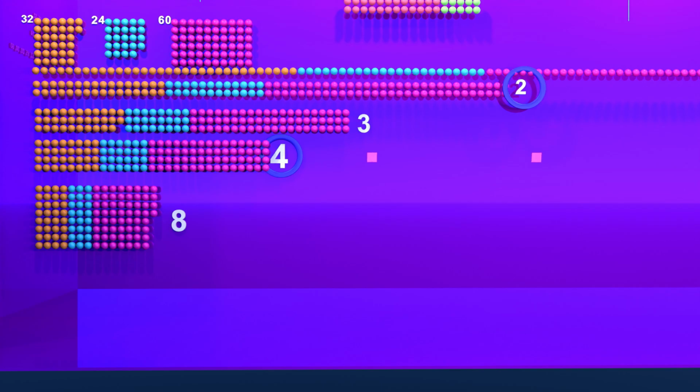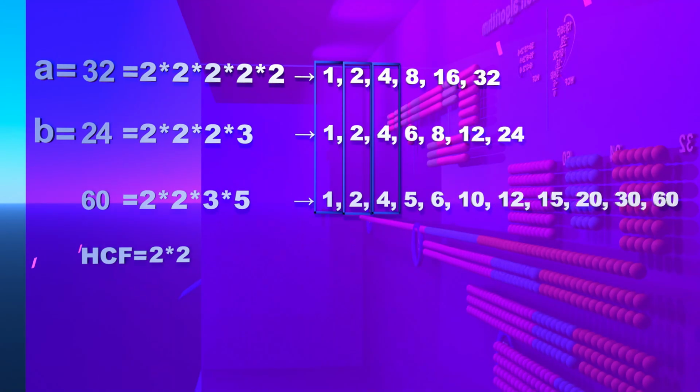Because it is the greatest common factor, that's the reason why 4 is called the highest common factor. Here you can also see 4 is the greatest common factor. But what if we replace 60 by 64? In this condition, 8 will be a factor. Now you can see 8 is common in all these 3 factors and it is now the greatest common factor.